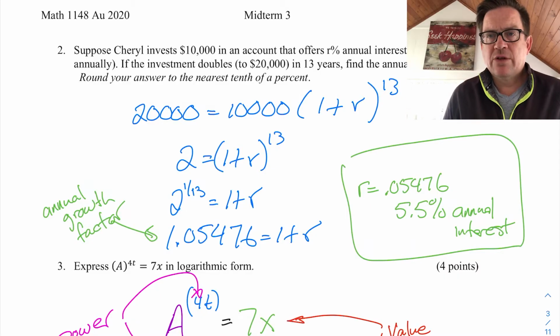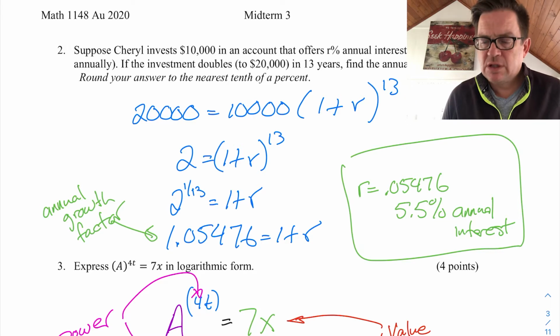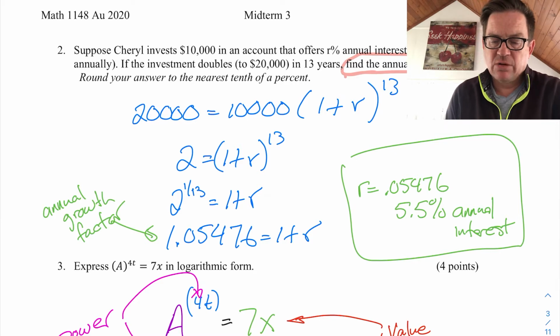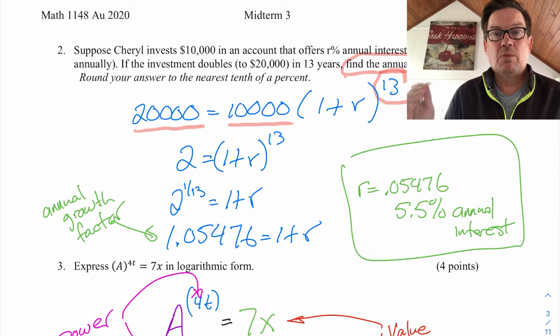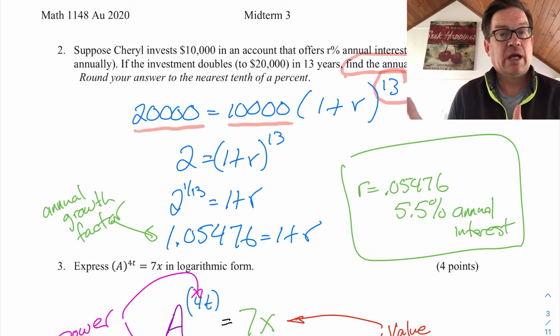Problem 2 is another interest rate problem, but it's different in that in this case we're supposed to find the annual rate of interest. So they tell us that Cheryl's investment goes from 10,000 and it doubles up to 20,000 in 13 years. So we're going to put the 13 as the exponent. So we multiply by 1 plus the annual rate 13 times, and it goes from 10,000 to 20,000.